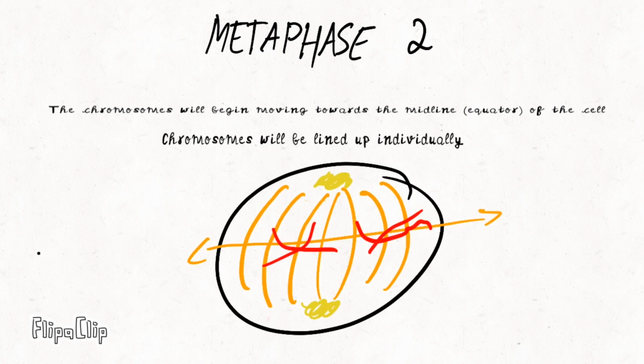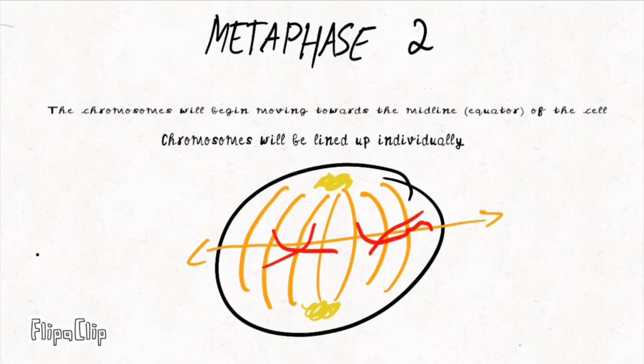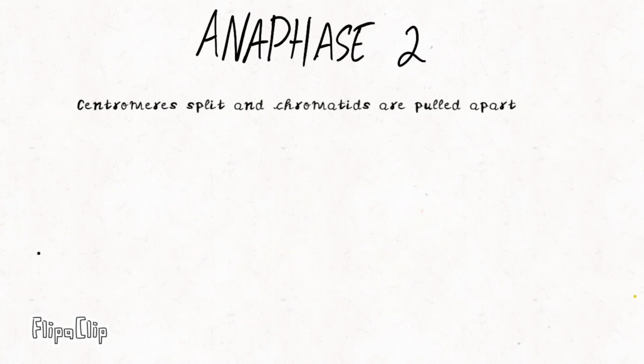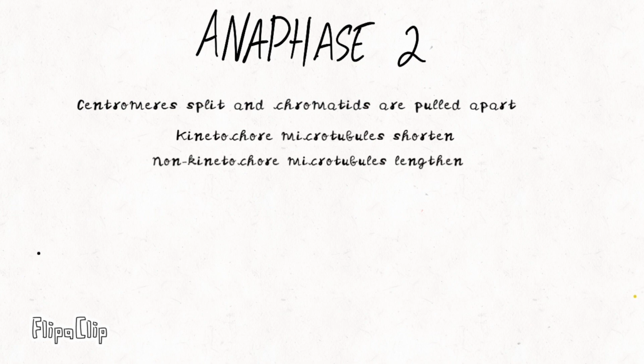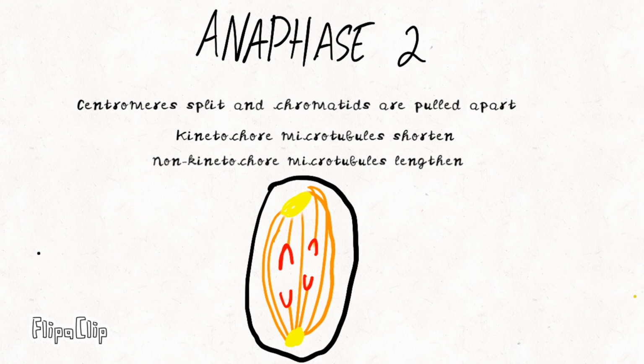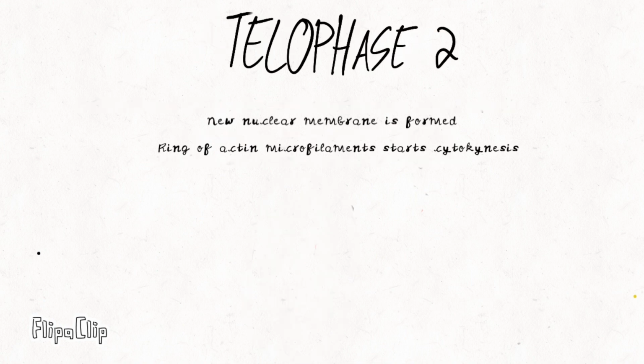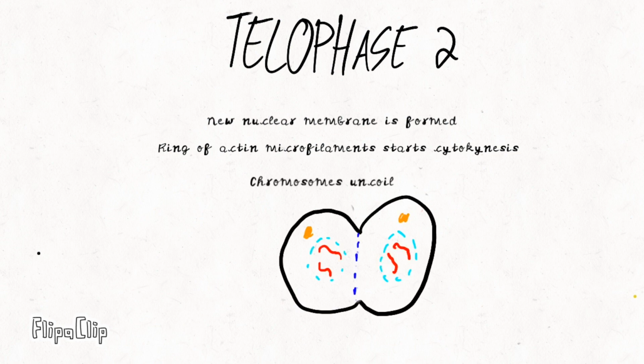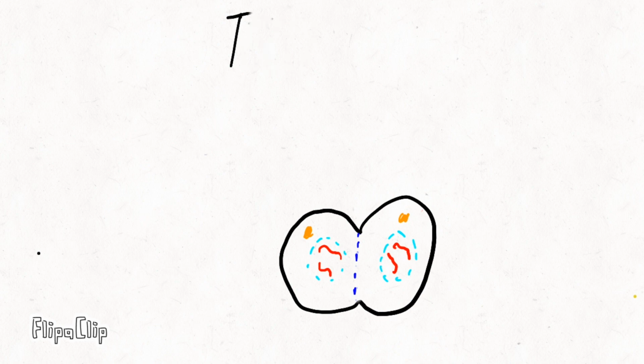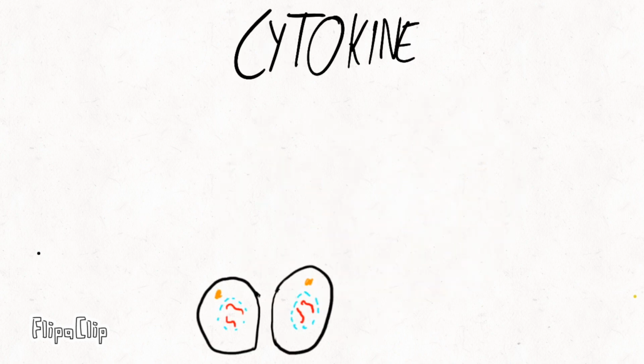Each chromosome goes into a line in the middle individually on the metaphase plate. In the kinetochore, spindle fibers attach to the centromere. In anaphase 2, the kinetochore microtubules shorten, and sister chromatids, which are attached to a microtubule, split to opposite sides, lengthening the cell. In telophase 2, chromosomes uncoil, and a nuclear membrane is formed, again around them, while the spindle also goes away. The cell pinches in cytokinesis.